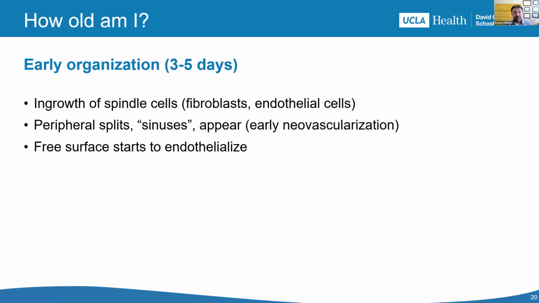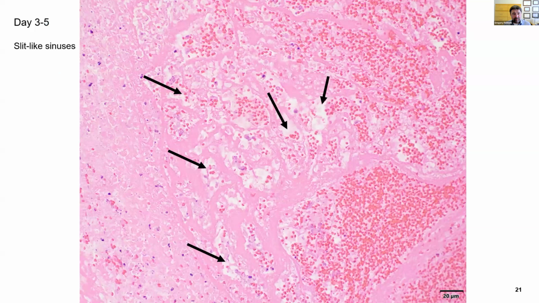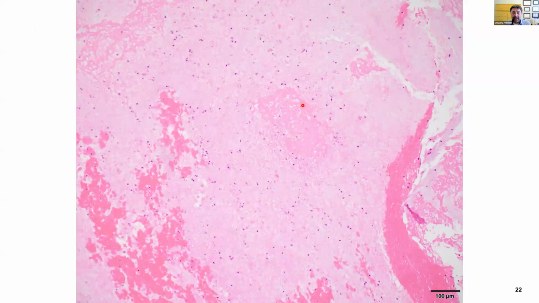In the early organizational phase, you start to see the ingrowth of the spindle cells, which are fibroblasts and endothelial cells. The thrombus will develop peripheral splits or sinuses that represent early neovascularization, and the free surface of the thrombus starts to endothelialize. Here's an example of these slit-like sinuses that appear. You can see the red blood cells inside of them. These will become new vessels. Here you can see right here that this particular area of fibrin is starting to develop those slits that are going to become new vessels.